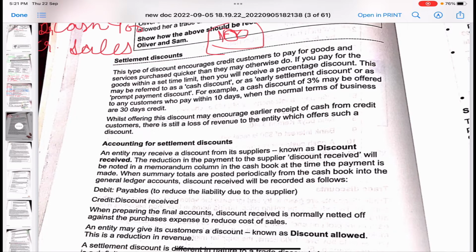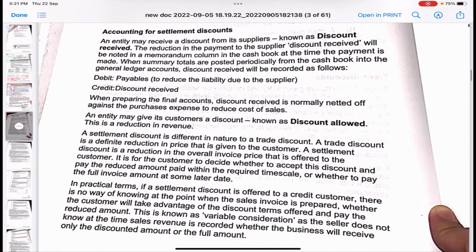So for example, a cash discount of 3% may be offered to any customers who pay within 10 days when the normal terms of business are 30 days credit. So this is given so it encourages and motivates the individuals to pay. Whilst offering this discount may encourage earlier receipt of cash from credit customers, there is still a loss of revenue to the entity which offers such a discount. So that we will come to in a while.